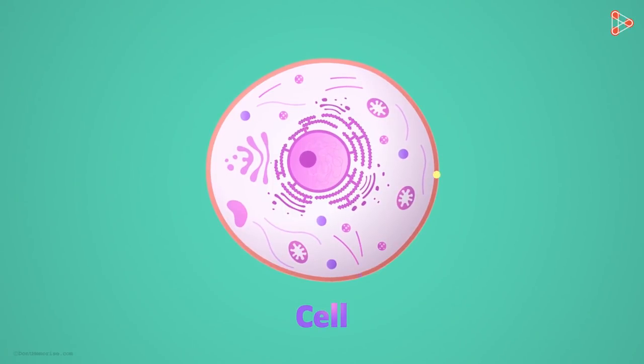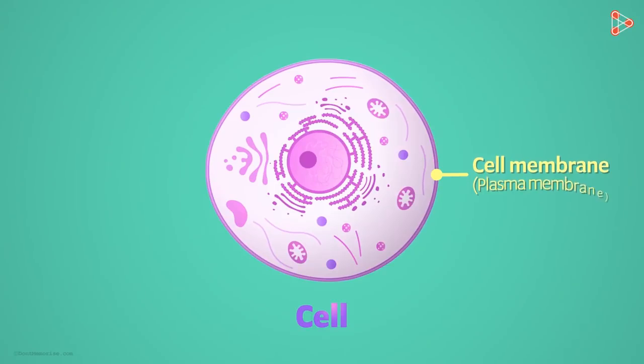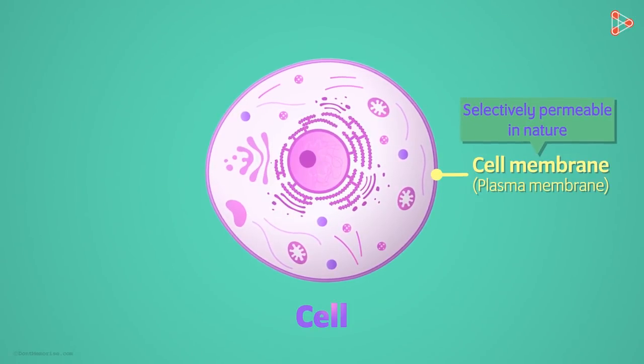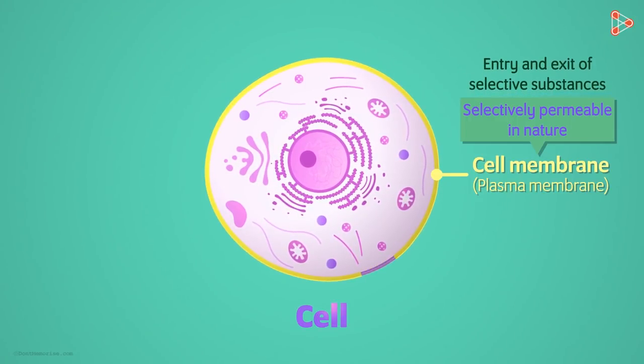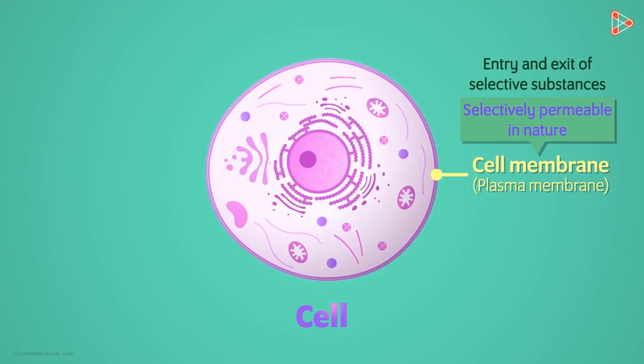Now, can you tell me what exactly this is named as? That's right, it's called the cell membrane or the plasma membrane. In our previous video, we have learned that the cell membrane is selectively permeable in nature. That is, it only allows specific materials to enter and leave the cell.